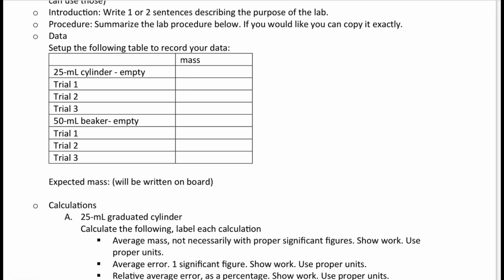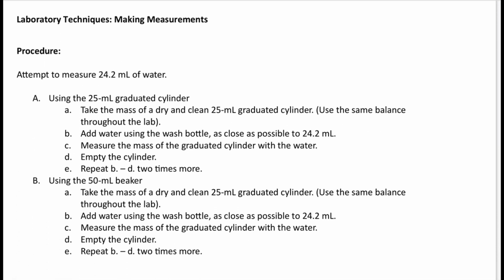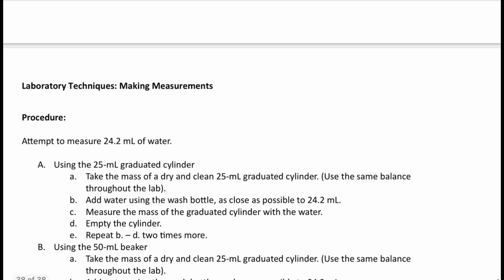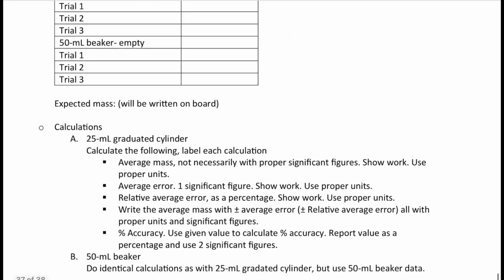So this is your graduated cylinder with water in it. Dump out your water. You don't have to get it dry, just dump it out. And then once again, fill it up as best as you can to 24.2. And then measure it again. That's your trial 2. And then go through that whole procedure one more time. Dump out the water, squirt bottle, fill it up. That is your trial 3.